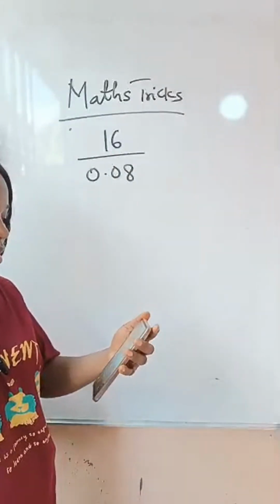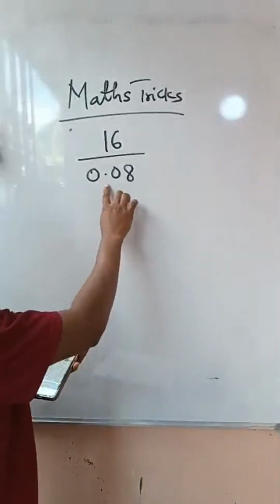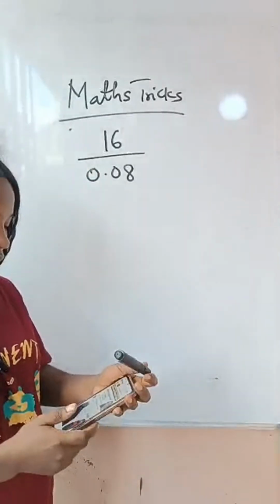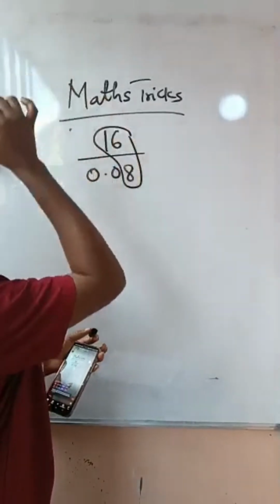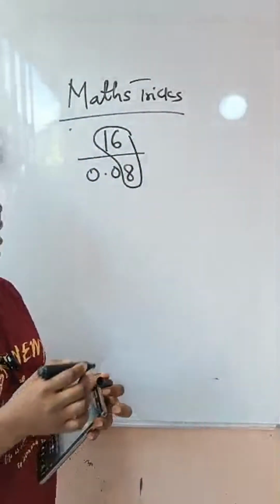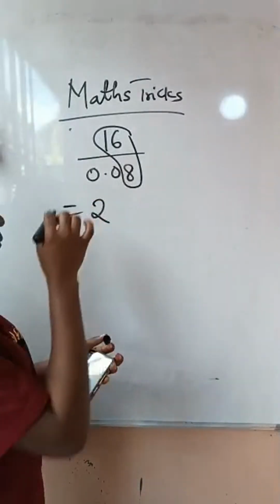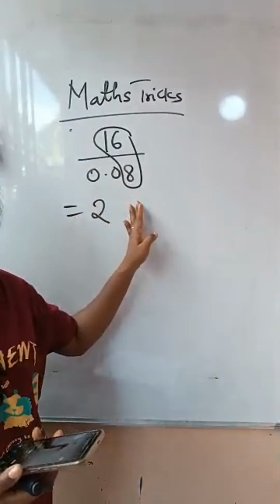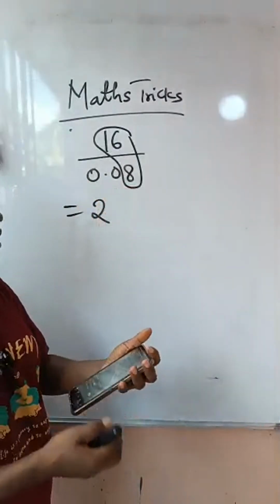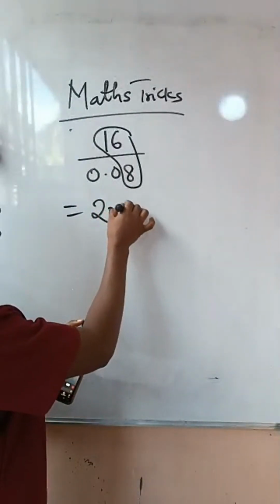It's very easy. All you need to do is ignore the zeros. Just ignore the zeros and divide. Now, 16 divided by 8 will give us 2. Now, how many zeros do you have? We have 2 zeros. So the answer is 200.